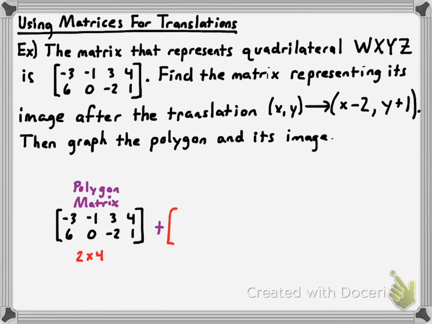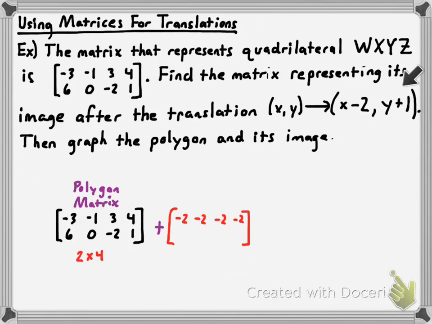We're going to have a 2 by 4 matrix, and since we're wanting to add -2, I know it's subtracting 2, but let's say we're adding -2 to every one of the x coordinates, what we're going to do is make the first row contain all -2's. So when we add the matrices, we'll have -3 plus -2. We'll have -1 plus -2, and so on.